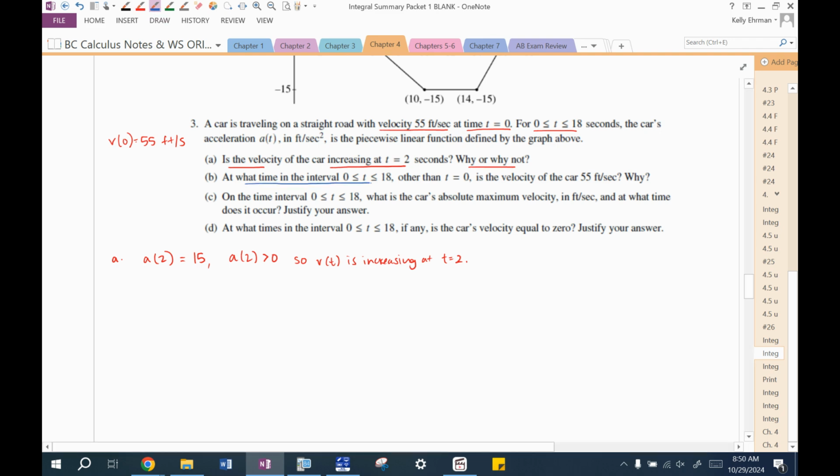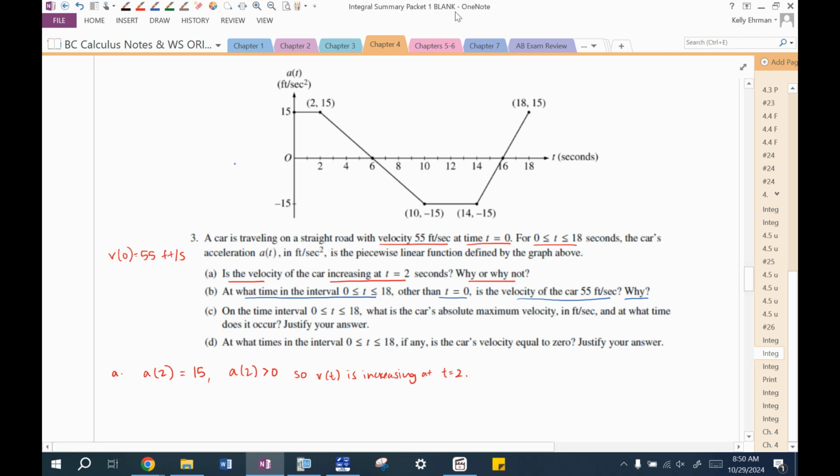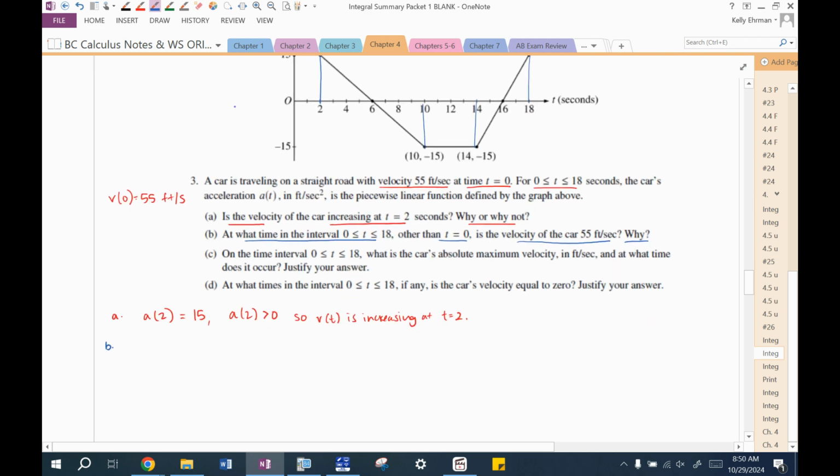At what time on the interval 0 to 18, other than 0, is the velocity 55? So we know 55 feet per second is happening at 0. And y just means, again, justify or show your work. So where else does the velocity hit 55? To me, I kind of want to just take this in sections and see what all the different changes in velocities are. So I think that's how I'm going to tackle this one.